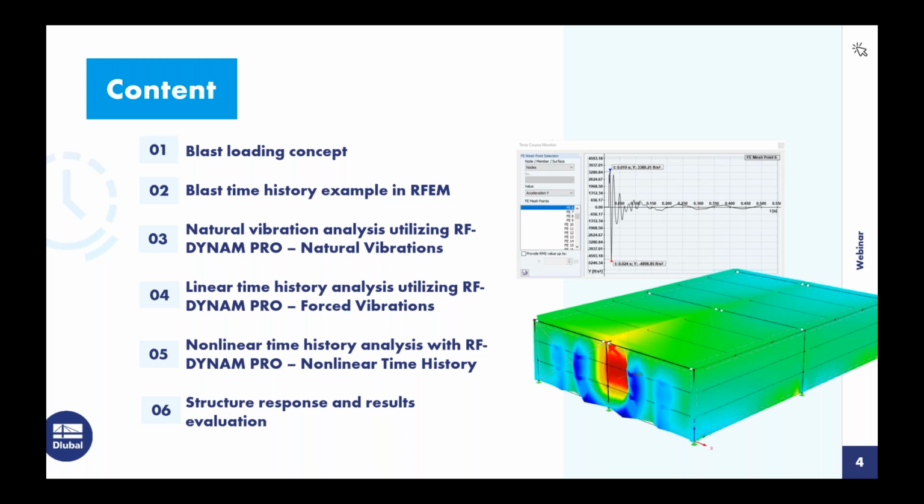The first is RF-DYNAM Pro Natural Vibrations. This will allow us to run a natural vibration analysis for our structure to determine the angular frequencies, the natural frequencies, and natural periods. Then we'll move on to a linear time history analysis utilizing RF-DYNAM Pro Forced Vibrations. And finally, we'll take into account any material or geometric nonlinearities with the additional add-on module extension, RF-DYNAM Pro Nonlinear Time History. Through all of this, we'll definitely be looking at the structure response as well as the results evaluation for each one of these results.